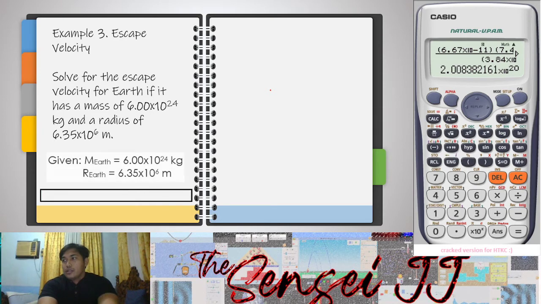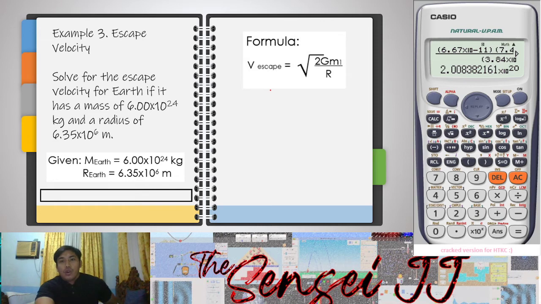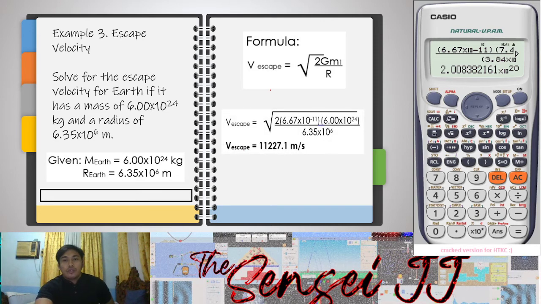Okay, so we have here the given mass of the Earth, which is 6 times 10 raised to 24 kilograms, and the radius of the Earth, which is 6.35 times 10 raised to 6 meters. The formula is V escape equals the square root of 2G mass 1 all over r. Substituting the values here, we have a value of 11,227.1 meters per second. So let's try to solve this one.